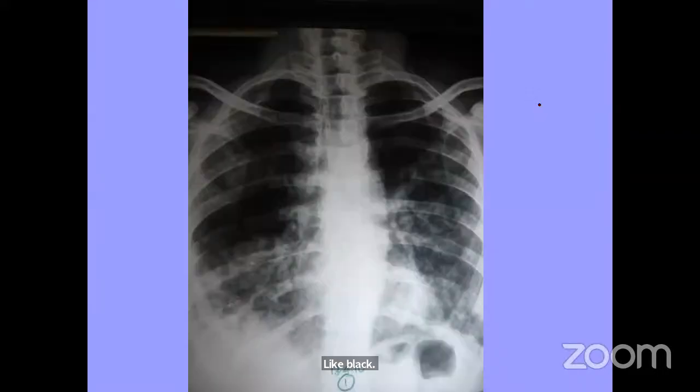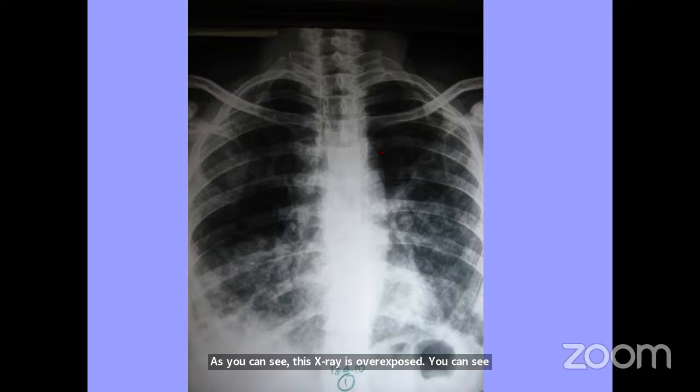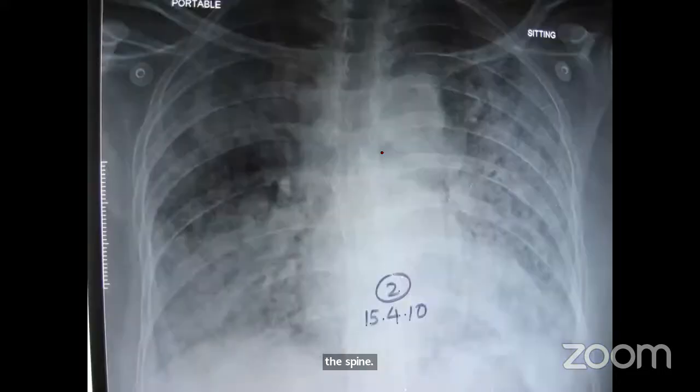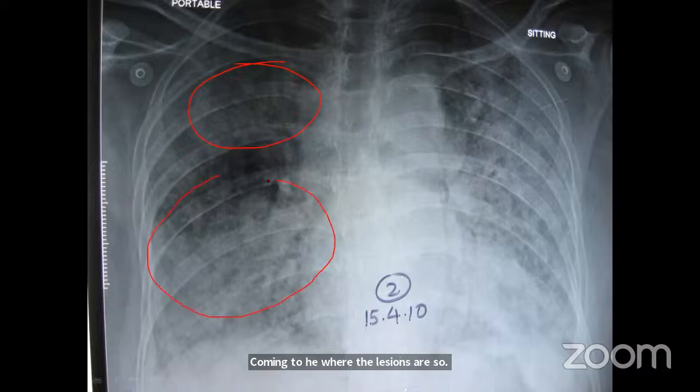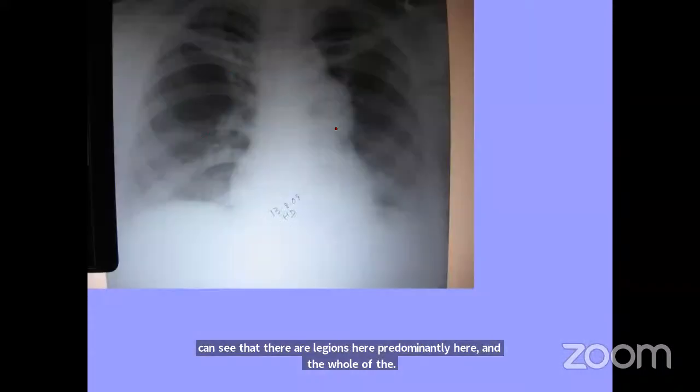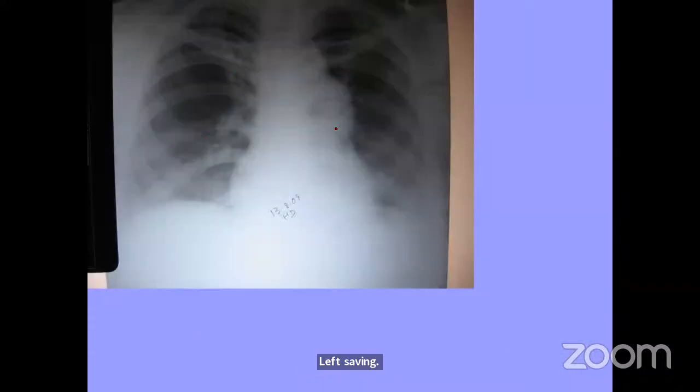Now see the X-ray here. As you can see, this X-ray is overexposed. You can see the spine, and here it is all blackish. Now this is a little less exposed, and as you can see, the patient is having shadows all over the chest. Coming to where the lesions are, we can see that there are lesions here, predominantly here, and the whole of the left side. So let us go and understand further about the projection.